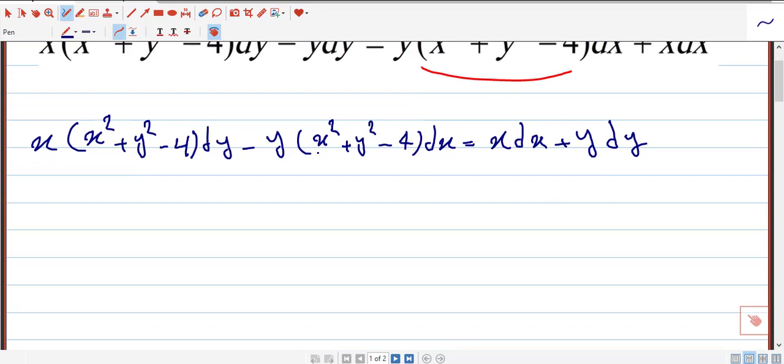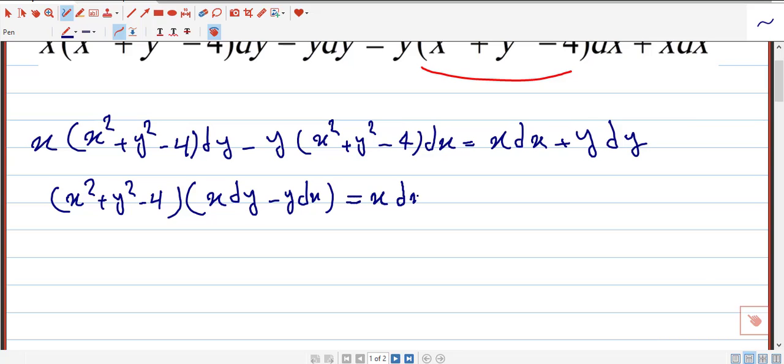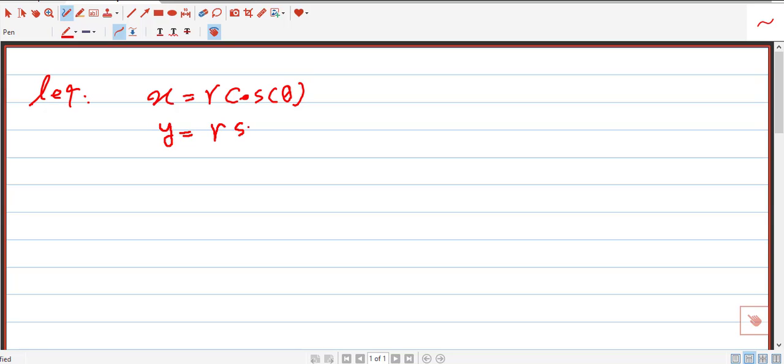So I'm going to factor this out: x squared plus y squared minus 4 multiply x dy minus y dx equal to x dx plus y dy. When we have these two phrases at the same time in one equation, we can change the variable like this. If I repeat again, if at the same time we have these two phrases in the equation, we can let x equal to r multiply cosine of theta, and also y equal to r sine of theta.